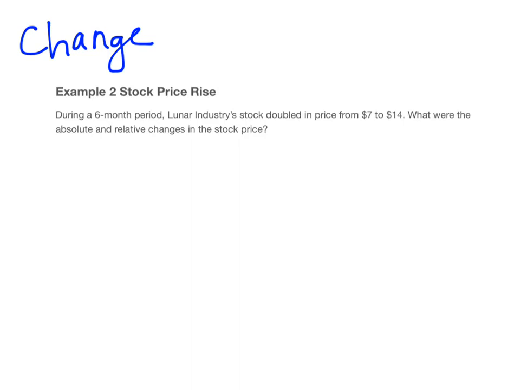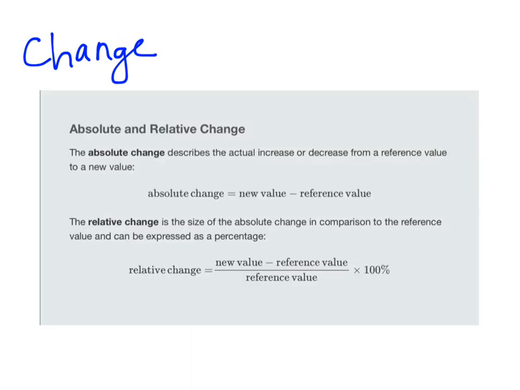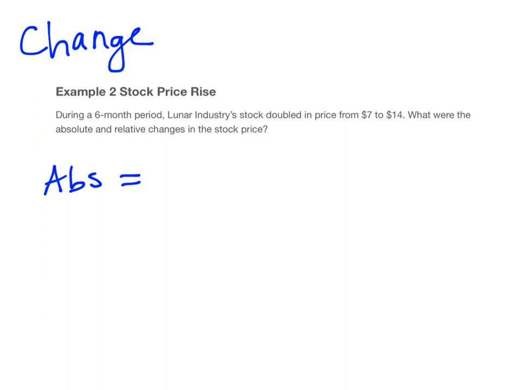All right, so the absolute change is the new value minus the reference value. Okay, so the price doubled from 7 to 14. So the new value is 14, right? And the reference value, or what we're referring back to, is the 7. All right, so the absolute change is $14 minus $7, and notice the units are in dollars.